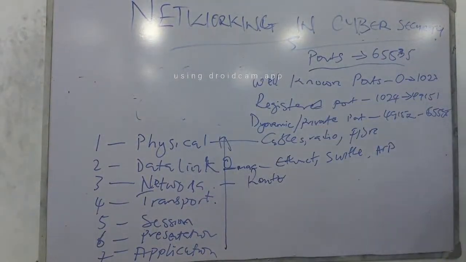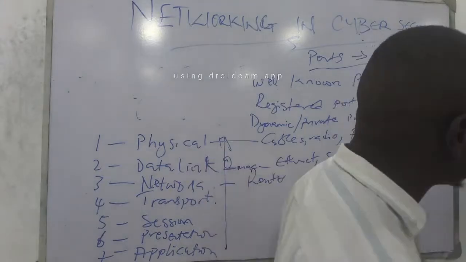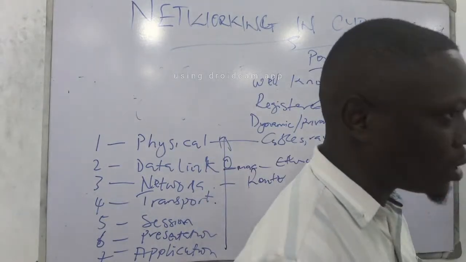Then name each layer's data unit. Application is data, transport is segment, network is packet, data link, which is layer 2, is the frame, and the physical is the bit.